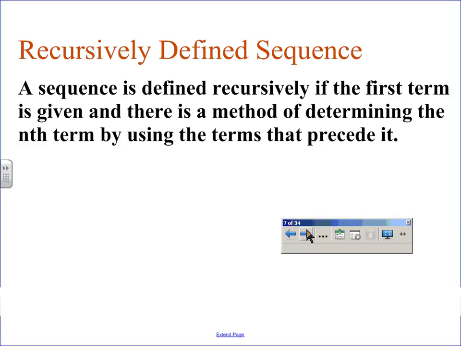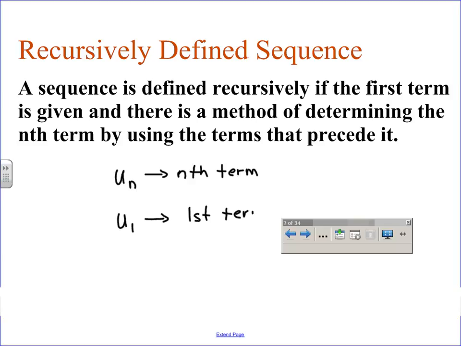Okay, so now we're going to talk about a recursively defined sequence, and this is going to be when you're given the first term, and there's a method of determining the nth term by using the terms that precede it, then you can come up with a recursive formula for it. So in doing that, we're going to use this notation. This is going to be the nth term of the sequence. The first term of the sequence, we're going to use a sub 1.